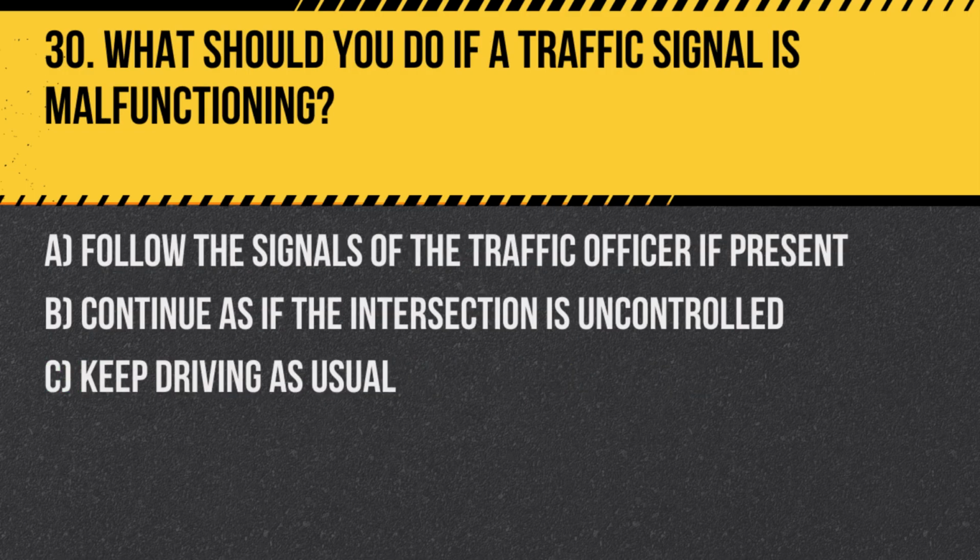Question 30. What should you do if a traffic signal is malfunctioning? A. Follow the signals of the traffic officer if present. B. Continue as if the intersection is uncontrolled. C. Keep driving as usual.